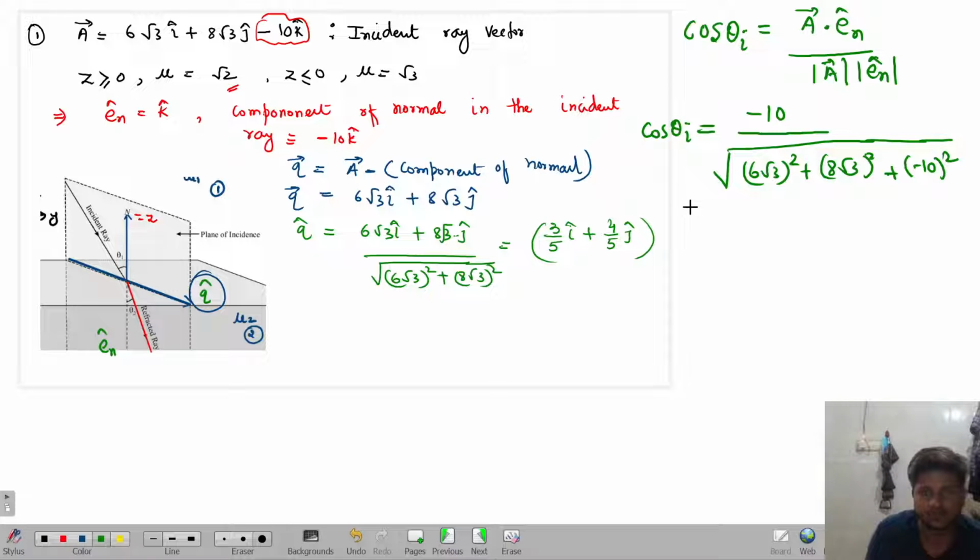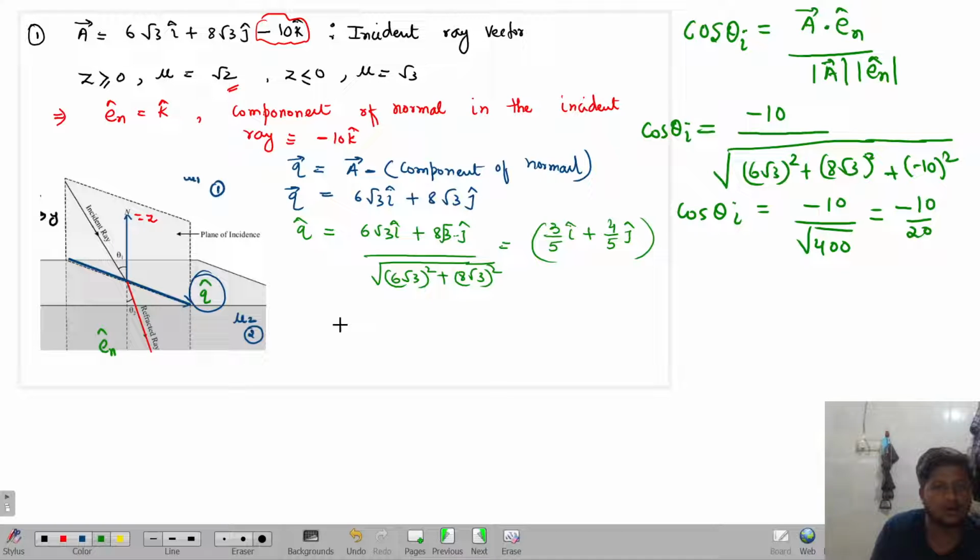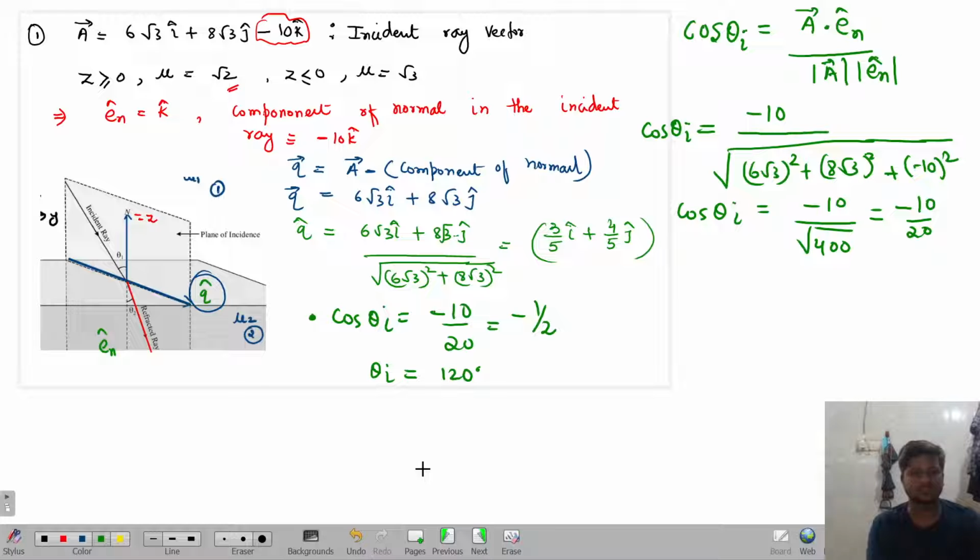Simple. Now look over here. What are you going to get? Cos theta is equal to minus 10 divided by root over 400. This is going to be minus 10 by 20. So cos theta i is equal to minus 10 divided by 20, which is equal to minus 1 by 2. Now from this I got theta i as how much? 120 degrees. But one thing is there.